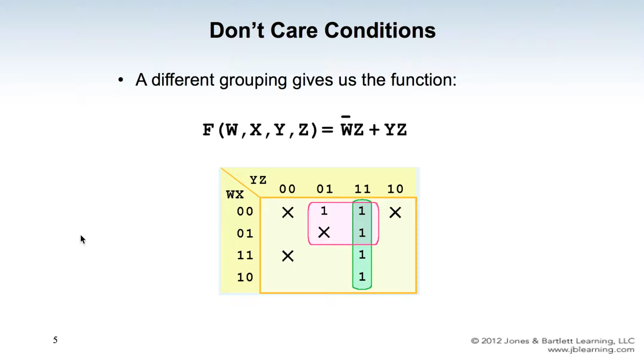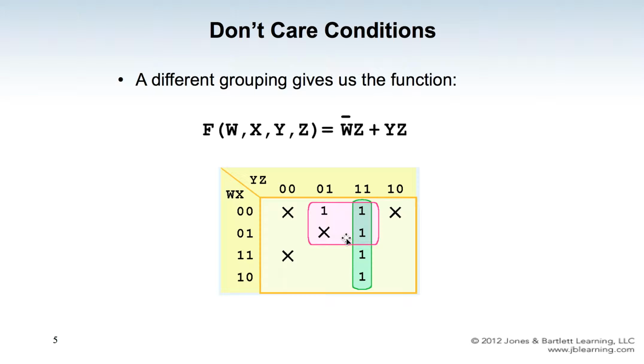Another way we can consider it: instead of considering this one as 1, now I consider this other one as 1. This is a different way to group and simplify the Boolean function. So I can have the first group here. The value of W is going to be 0, so it is W naught, and the value of Z is going to be 1, so it is W naught Z.